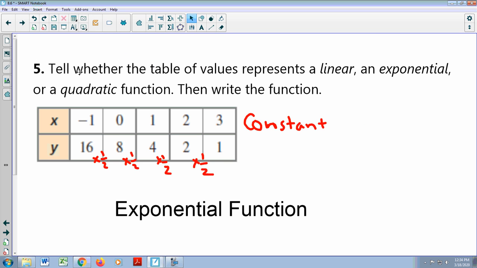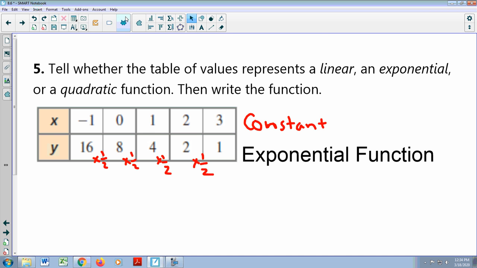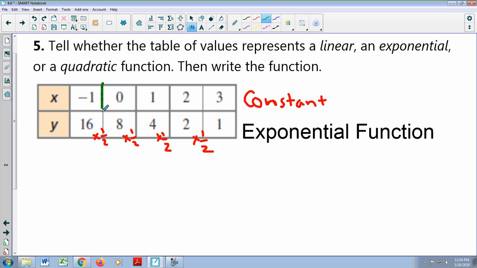Last one we got here. Oh, I have another exponential. Didn't realize I had two exponentials, which is okay. When I do this one, again, remember, I'm starting at 8. So y equals 8 times, I'm multiplying by 1/2 each time, 1/2 to the x. So y equals 8 times 1/2 to the x.